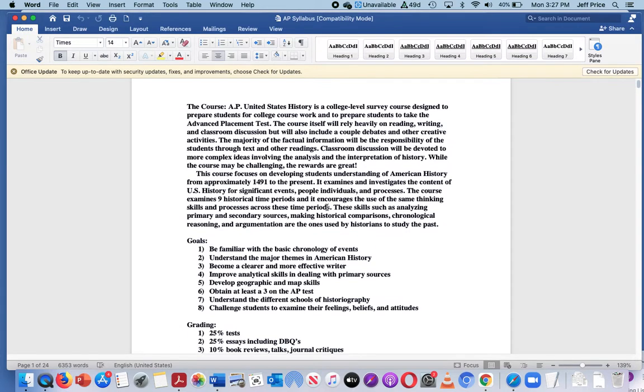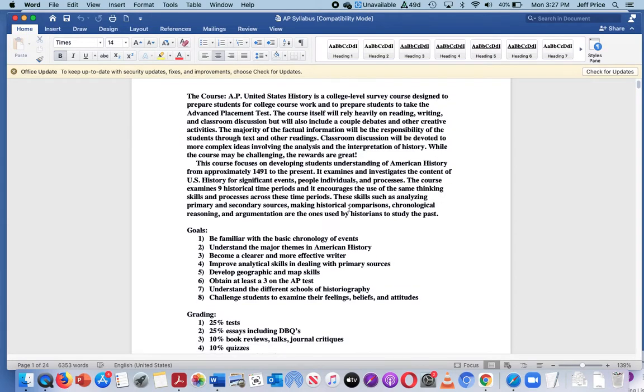As it says there, and you can just follow along with me, this course focuses on developing student understanding of American history from about 1491 to the present. Actually, we cover earlier history as well. They had done the first 5 chapters this summer, and we just spend about a week on that, and that actually covers a little bit of the earlier history before 1491. So it examines and investigates the content of U.S. history for significant events, people, individuals, and processes.